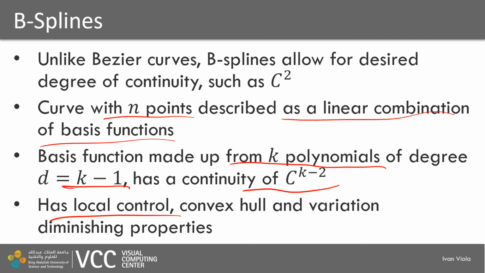So if we have a polynomial of degree 1, the linear case, then k is equal to 2, and 2 minus 2 will be 0. So, of course, the linear concatenation will result in C0 continuity. We already said that the B-splines have a local control, and they also fulfill the convex hull property similarly to the Bezier curves, and the variation diminishing property is also preserved, as in the case of the Bezier curves.